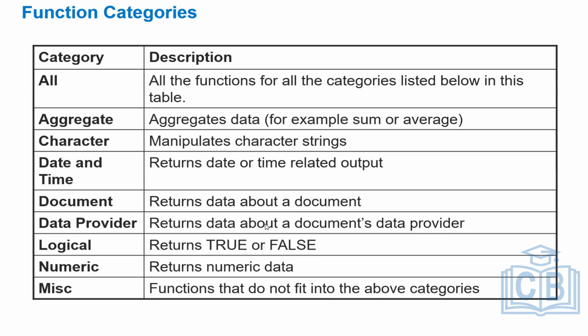Data provider returns data about a document's data provider, like the universe name we are using, those kinds of details. Logical returns true or false. Logical is like a boolean, 1 or 0: if the condition is matching, it is true, otherwise it is false. Numeric returns numeric data. Miscellaneous functions do not fit into the above categories. So these are the function categories available in Business Objects.